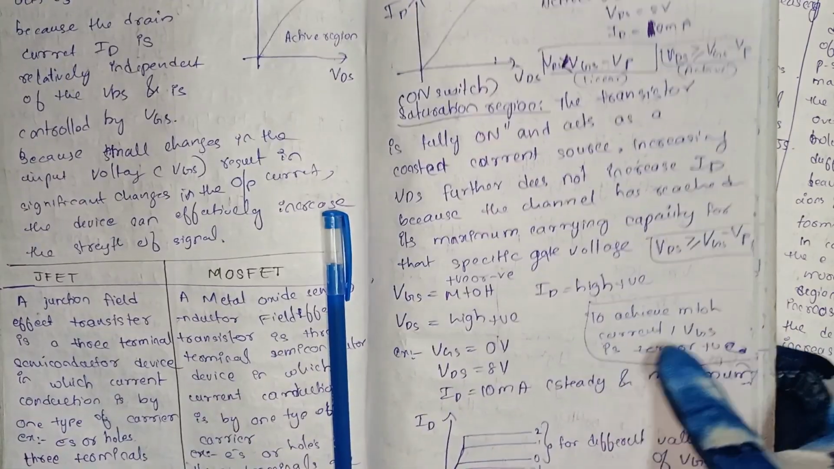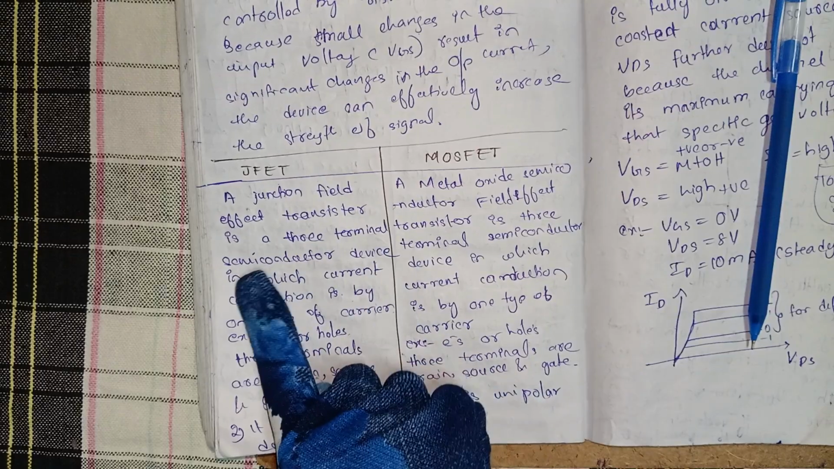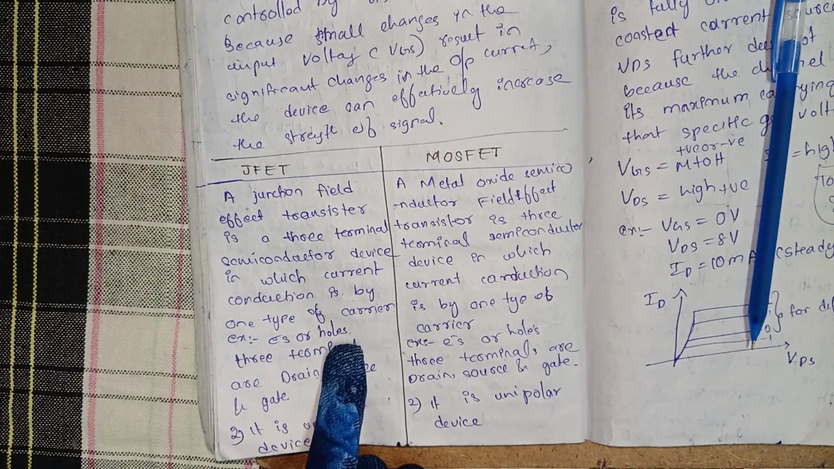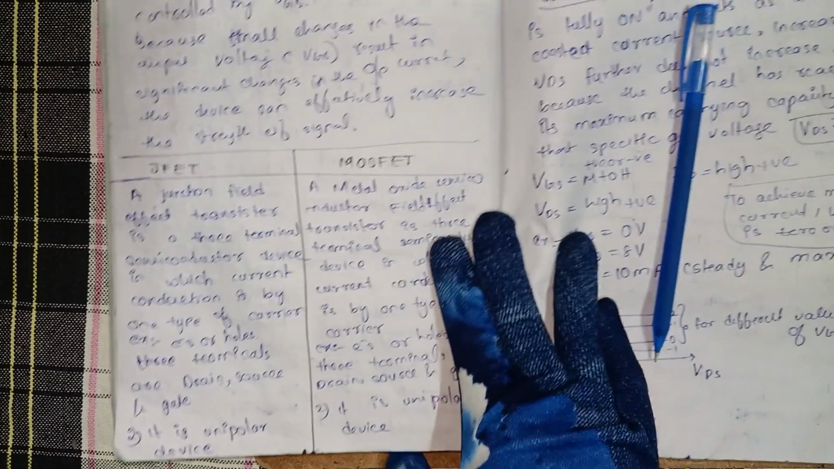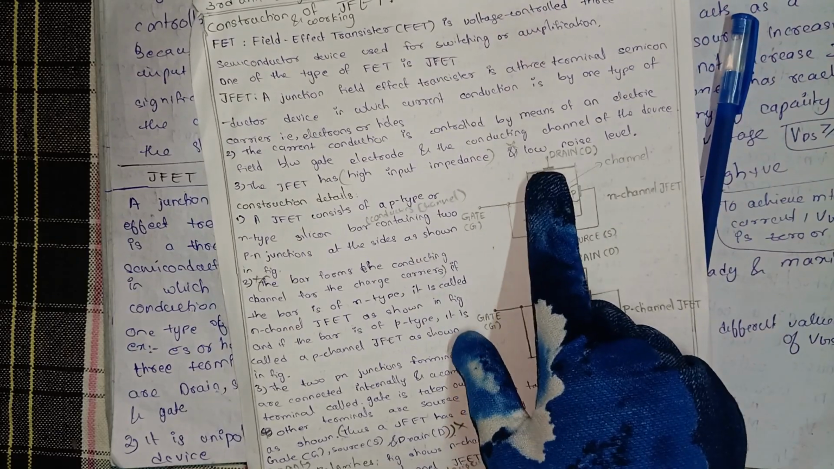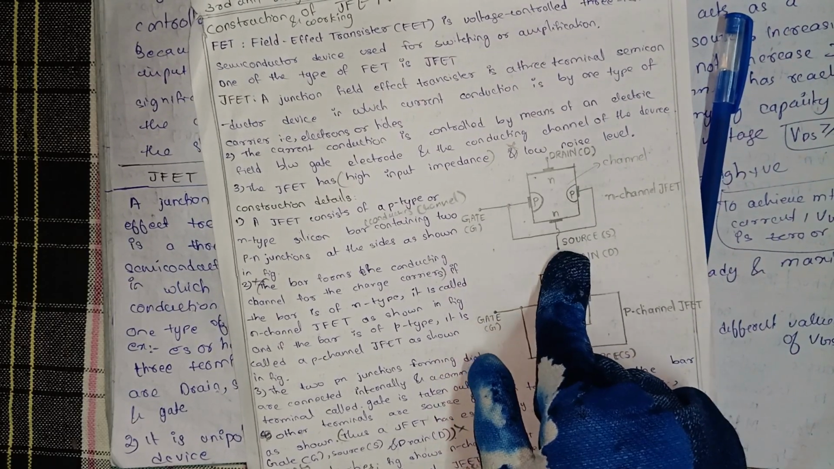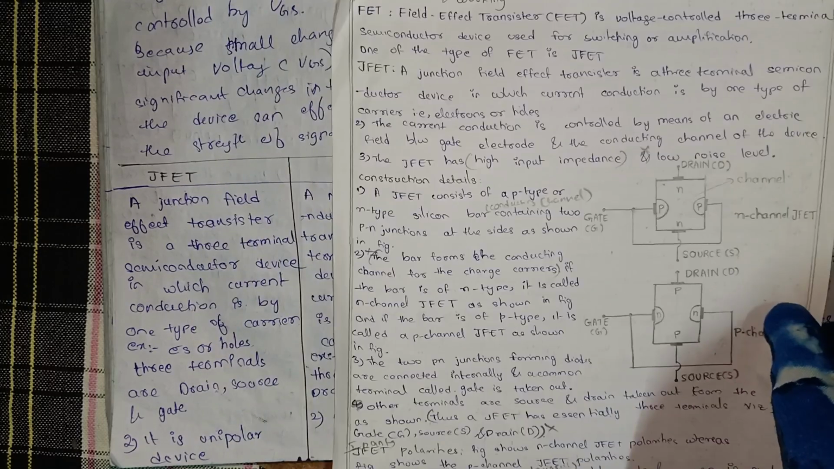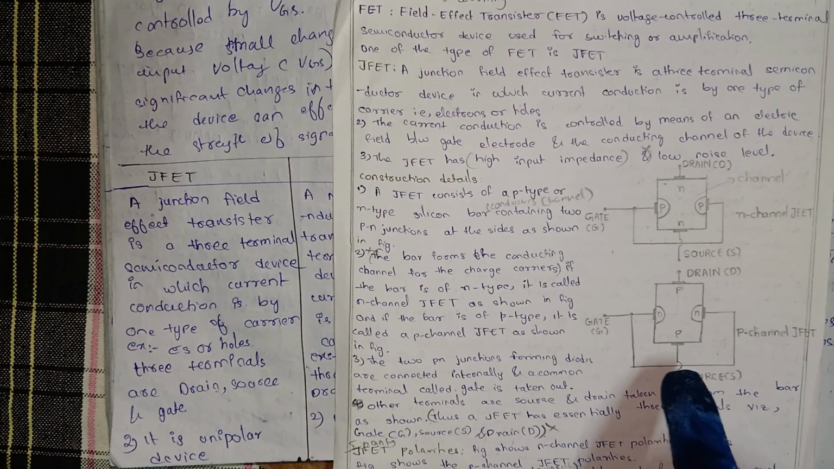A junction field effect transistor is a 3-terminal semiconductor device in which current conduction is by one type of carrier, electrons or holes. The 3 terminals are drain, source and gate. So here is the diagram: drain, gate, source. Okay, and this is an n channel JFET and this is a p channel JFET.